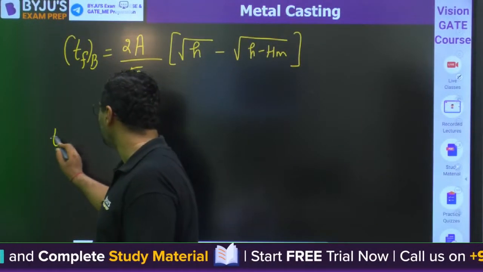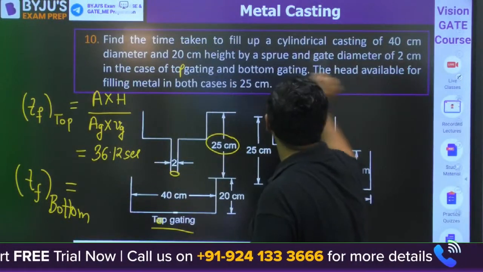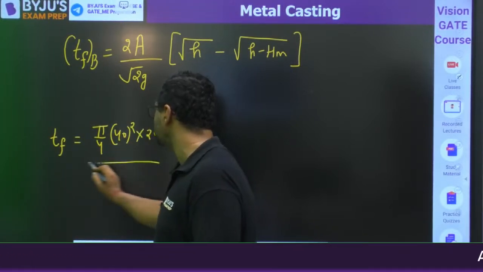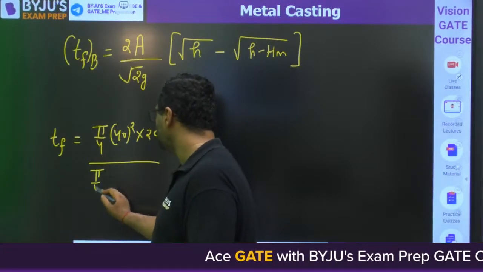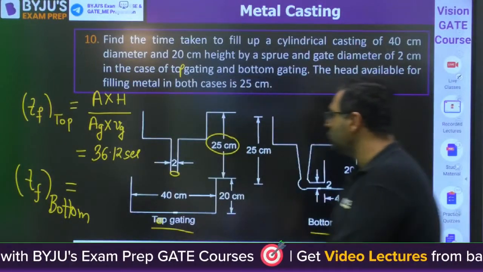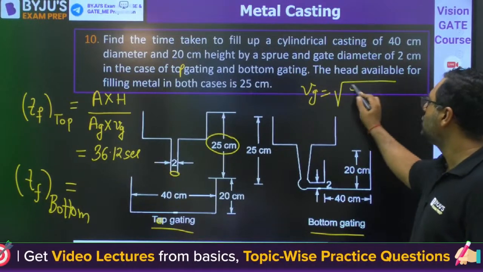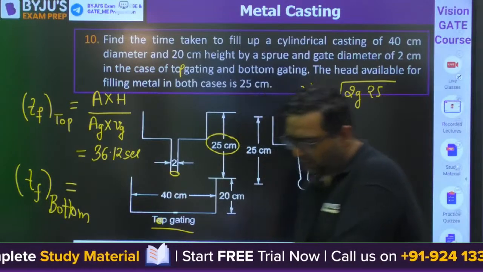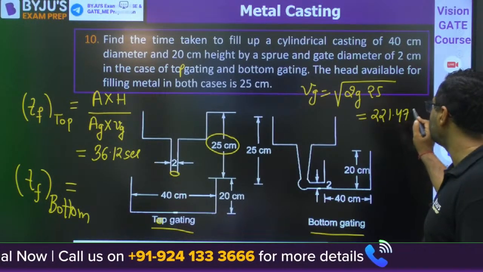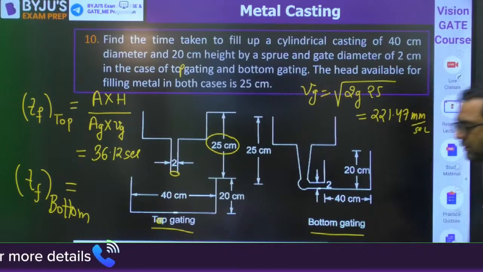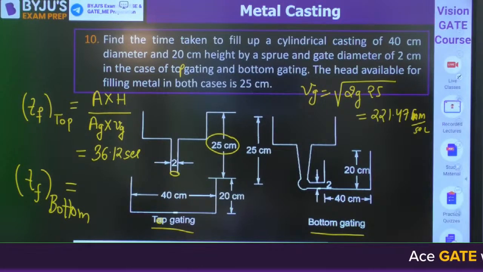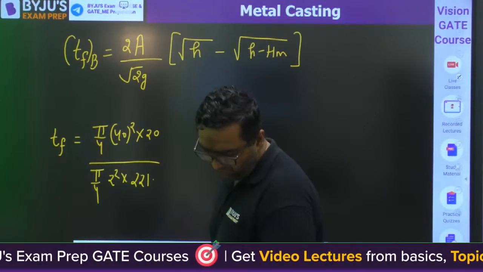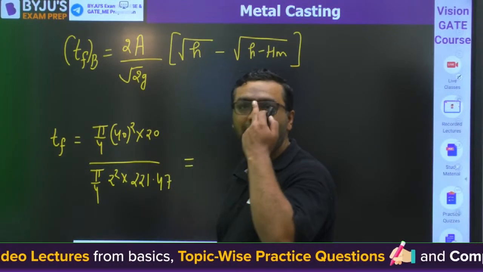So when we are talking about the top gating system, you already know the area. They are giving 40 centimeter diameter. So pi by 4, 40 squared, times 20 centimeter height. This is the volume of casting, divided by the area of gate, pi by 4, 2 squared, times velocity. The velocity of ingate is root 2g HM, where HM is 25. When you find VG, you get 221.47 centimeter per second. When you put this 221.47, you get the answer 36.14.